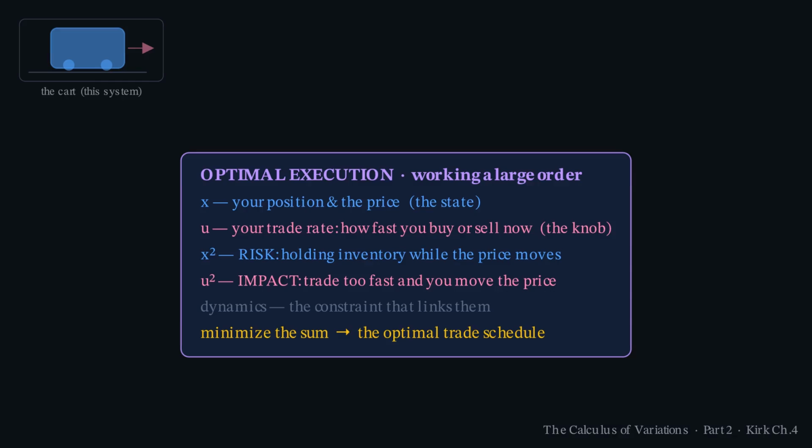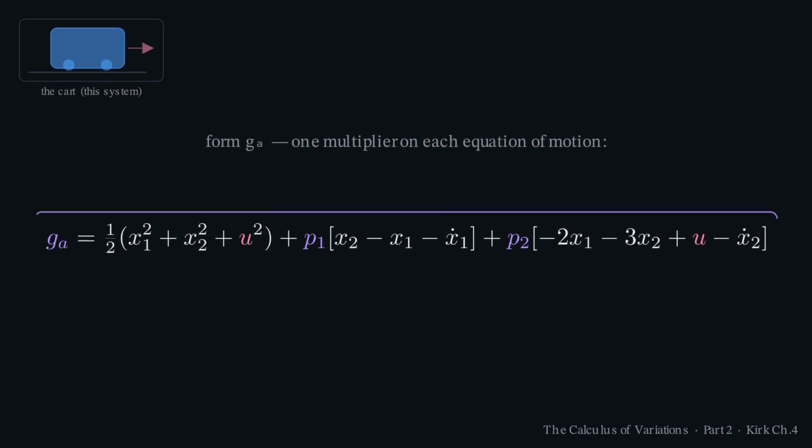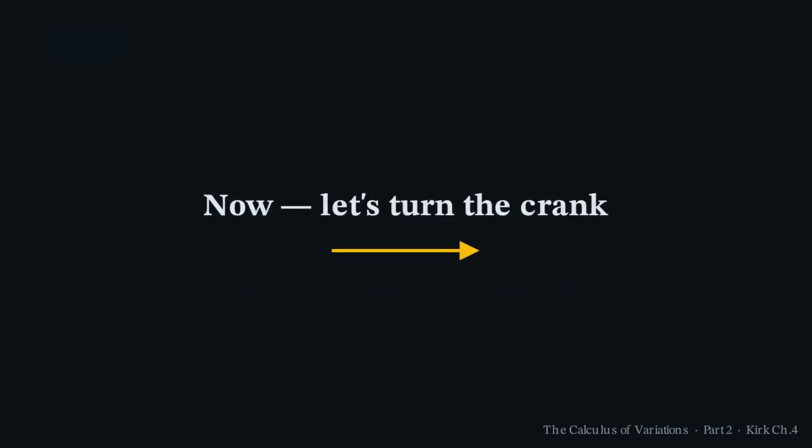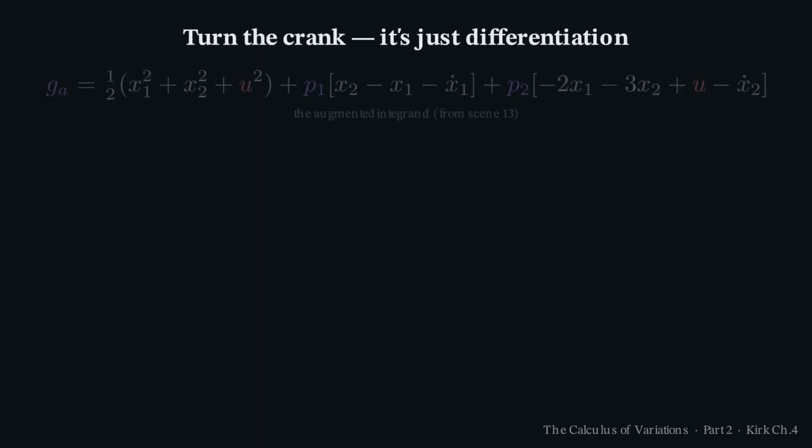The dynamics are the constraint. So form GA, the 1/2 sum of squares plus P1 times the first equation of motion plus P2 times the second. Two costates, one per equation. Now, let's actually turn the crank. Turning the crank isn't magic, it's just differentiation. So let me show every step.